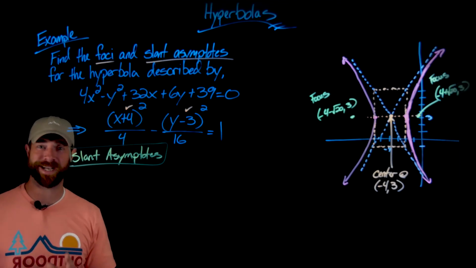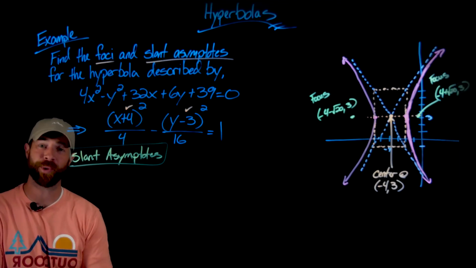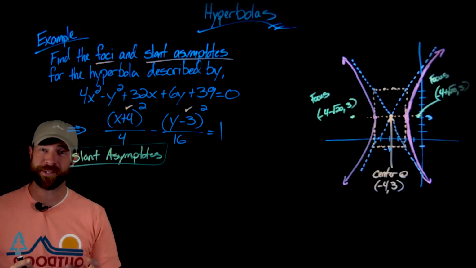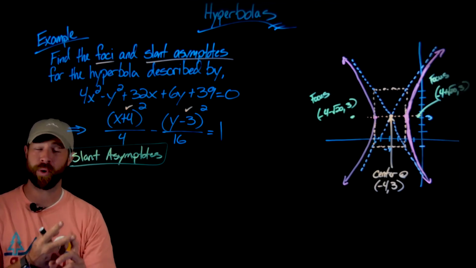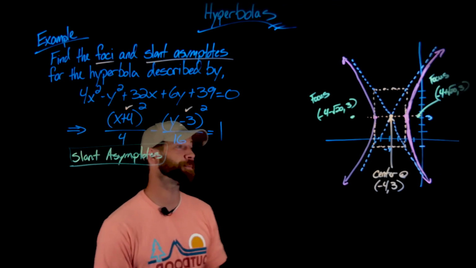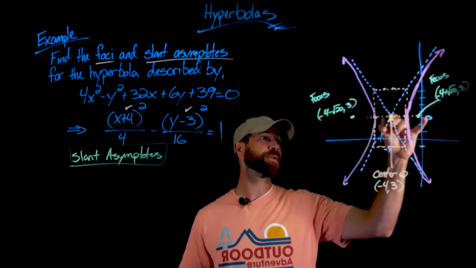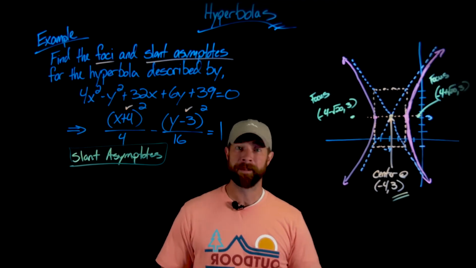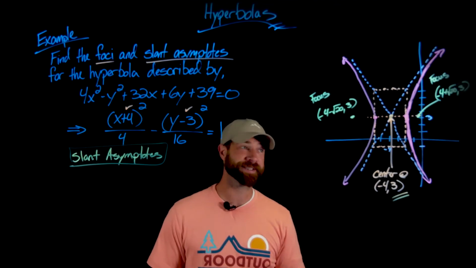And actually, it's not too difficult, especially if we employ our friend, the point-slope form of a linear equation. The point-slope form just needs a slope and a point. Beautifully, first and foremost, our asymptotes go through our center. So we're going to use this as a point. Then all we really need is to find the slope.